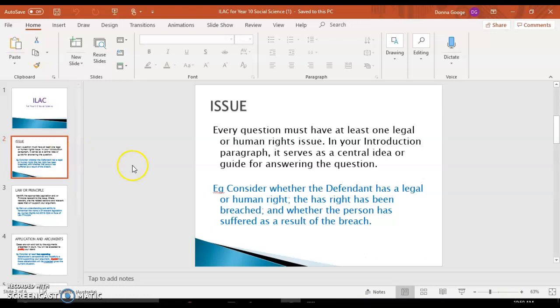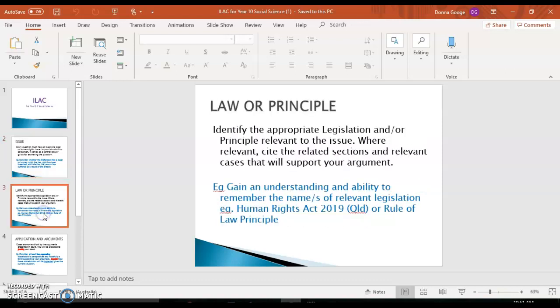In your sources, you're considering from there whether somebody's human rights have been breached or whether that person has suffered as a result of the breach. So in your sources, you're looking for a specific issue. That's just how we looked at finding a challenge by looking at the sources in geography in term 1.